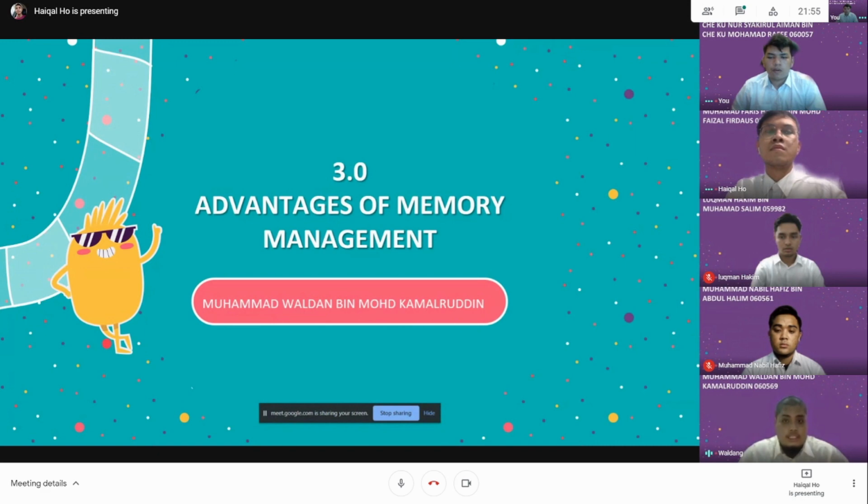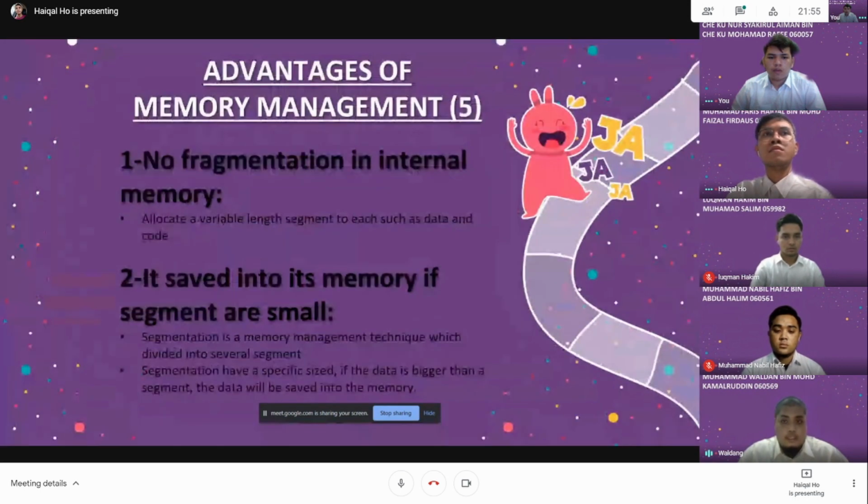So today I will share with you about the advantages of memory management. First of all, these are the advantages of memory management. First, there is no fragmentation in internal memory. The process of having a code segment, data management, and many more segments for storage when loaded into memory, or a system, allocates a variable-length segment to each, such as data and code. So, no internal fragmentation for memory management.